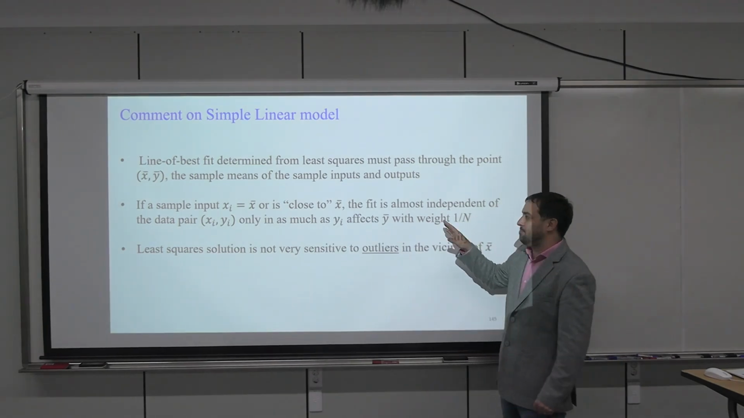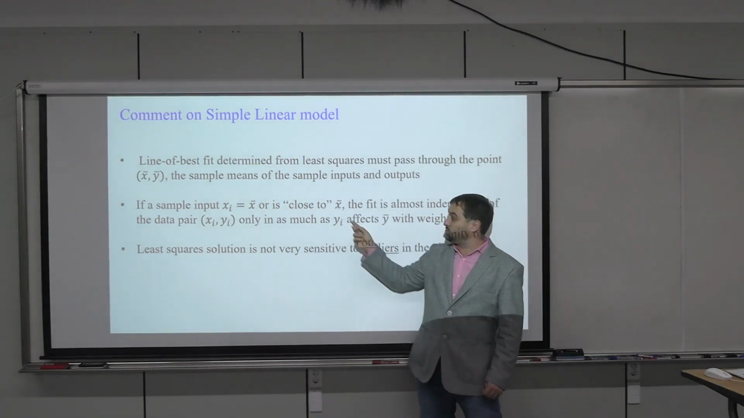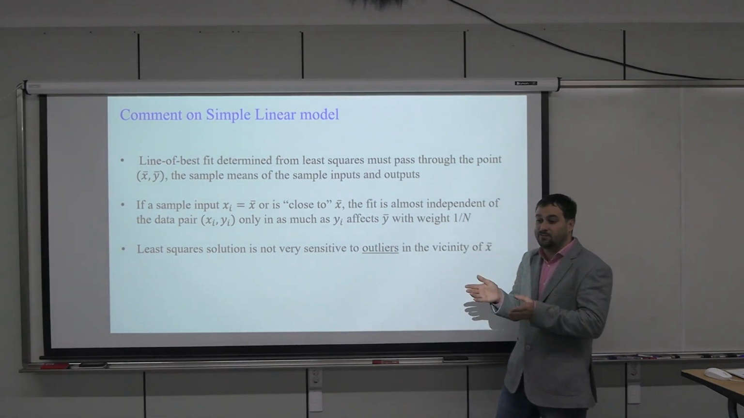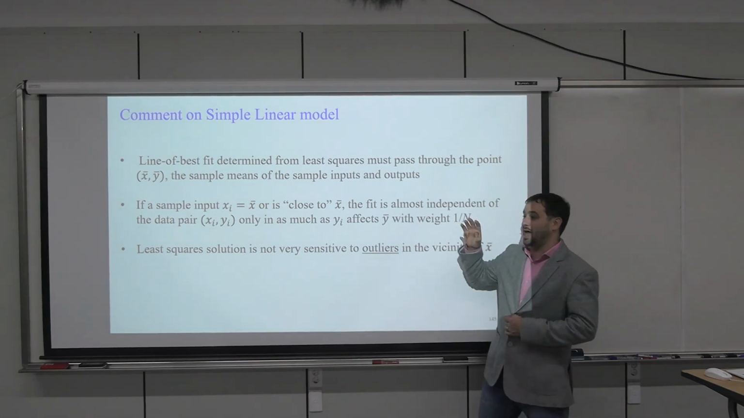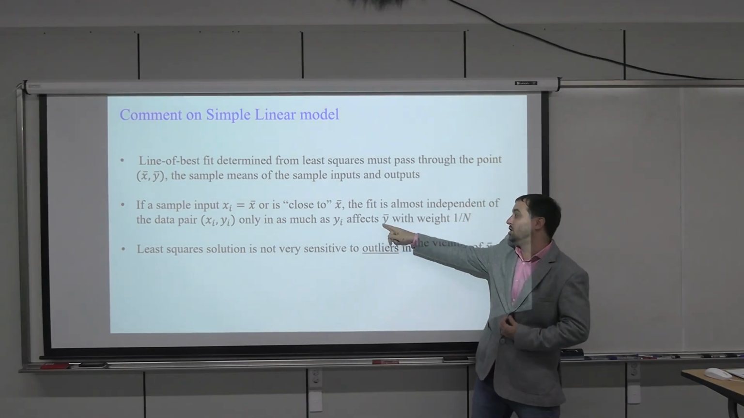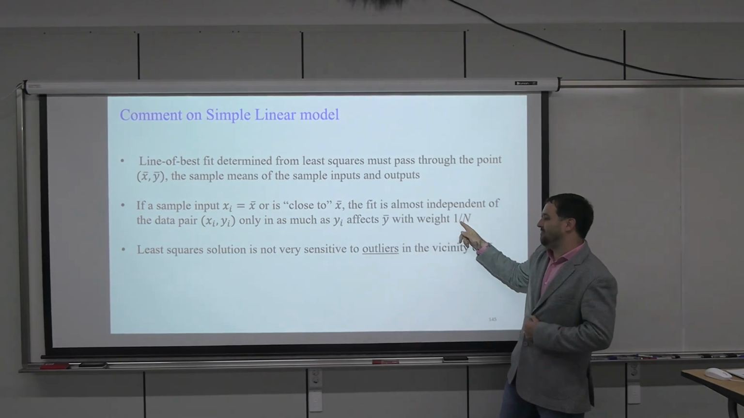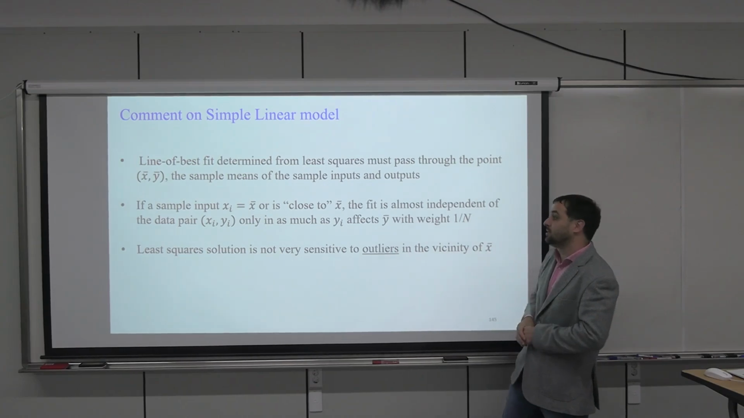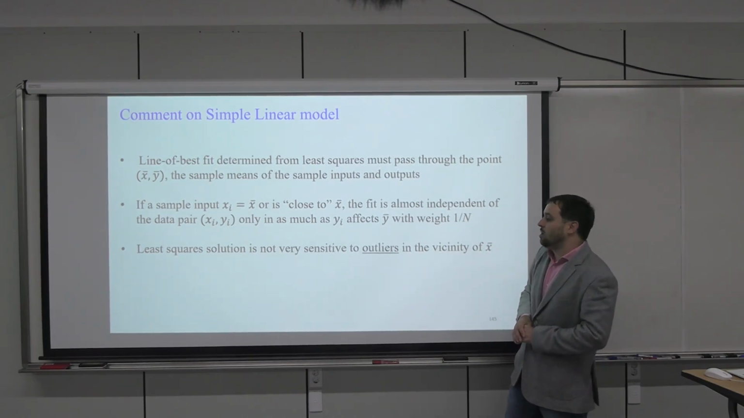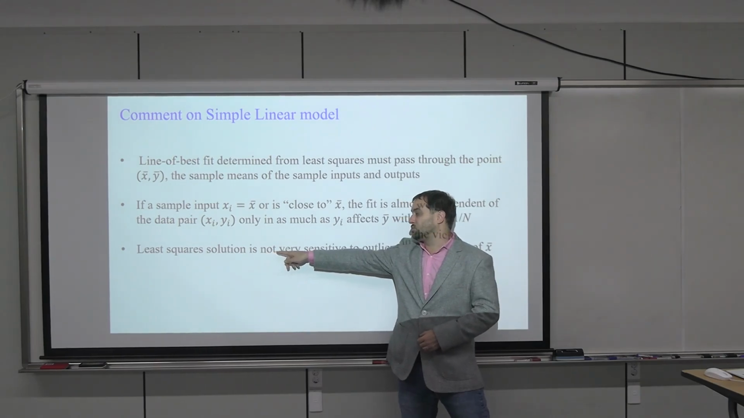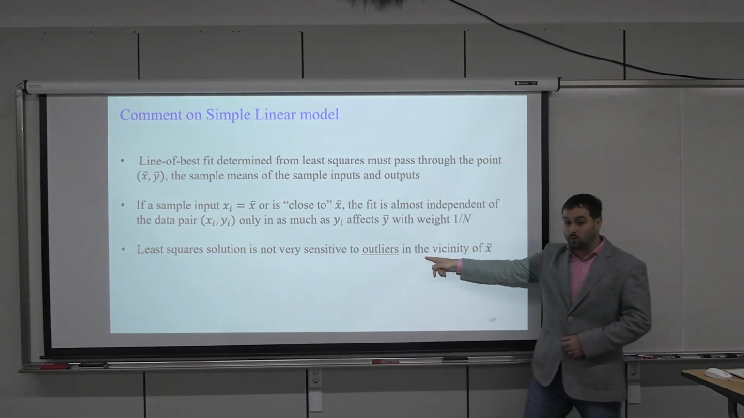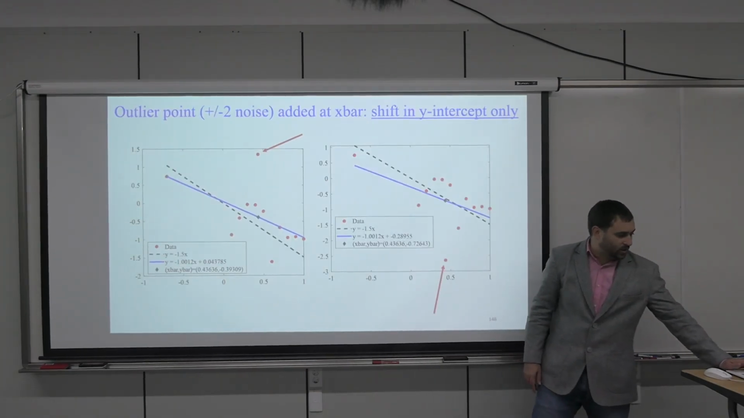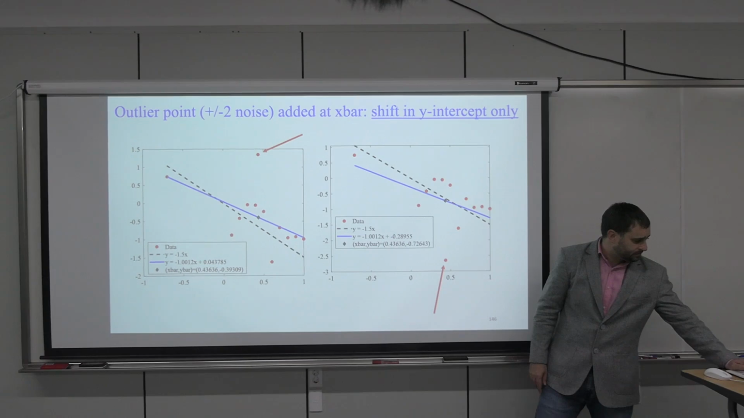And so if you have a cluster of data points near x bar, for the simple linear model, they have small influence. The only influence they have on the regression is their individual contributions to the y bar. If you have n data points in a data set, their contribution to y bar is just 1 over n. That's the weight. And so the least squares solution is not very sensitive to the outliers in the vicinity of x bar. And so let's do another example problem.